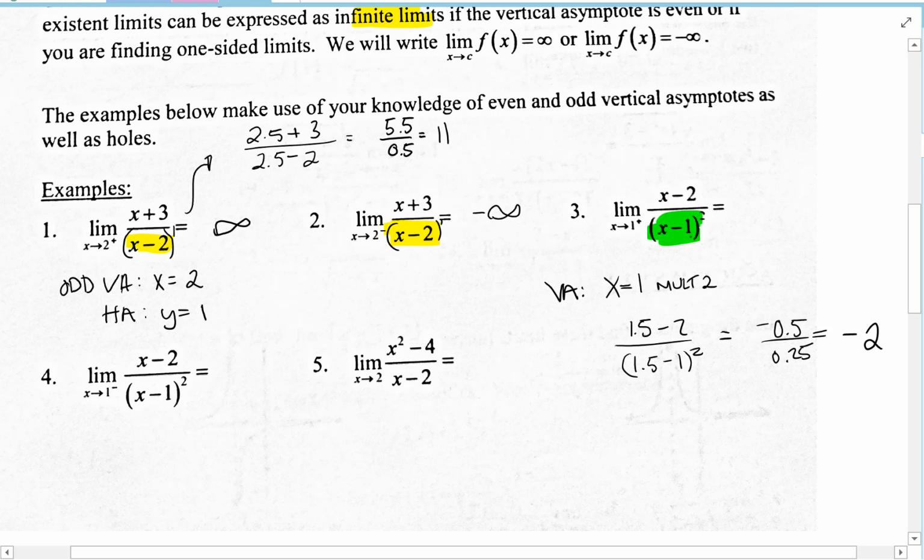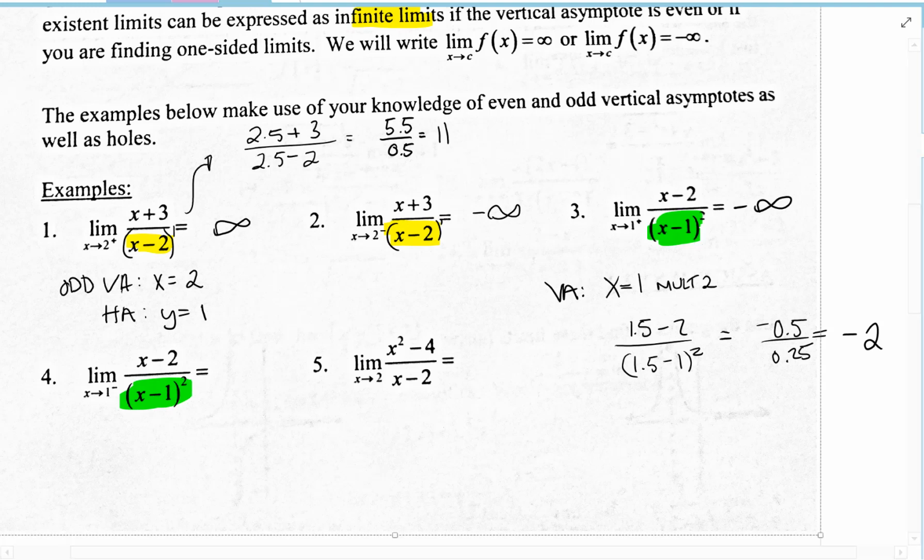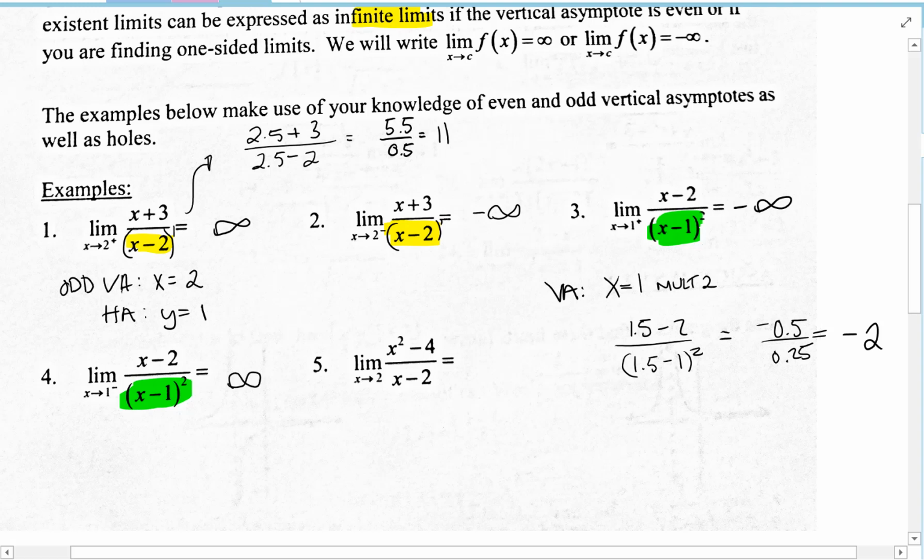And what is our horizontal asymptote here, just to be sure that negative 2 truly is headed toward negative infinity? The degree of the numerator is less, so your horizontal asymptote is 0. So negative 2 is less than 0. Yes, we are definitely headed toward negative infinity. Number 4 is the same graph, except they want to know what's happening as we approach 1 from the left. But we know that this is an even vertical asymptote, so it's going to be the same as our answer for number 3, which is negative infinity.